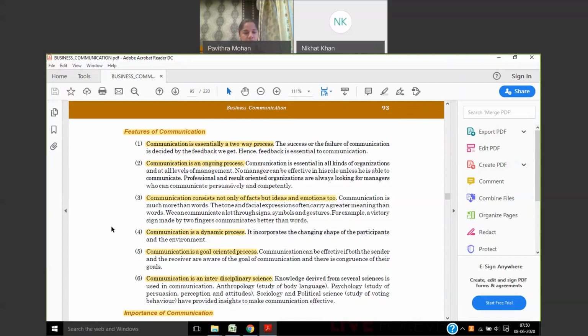Then communication is a goal oriented process. So always we have to ensure that the information being sent by the sender is being received by the receiver in the exact sense.